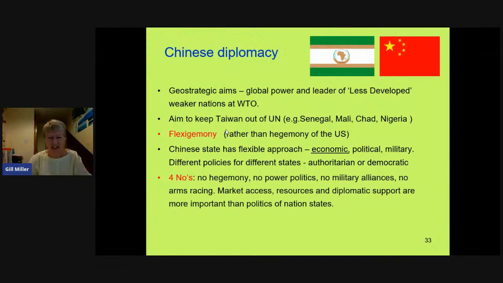China has geostrategic aims to be a global power. It wants to lead the less developed nations. It wants to keep Taiwan out of the UN. It has a policy of flex hegemony.